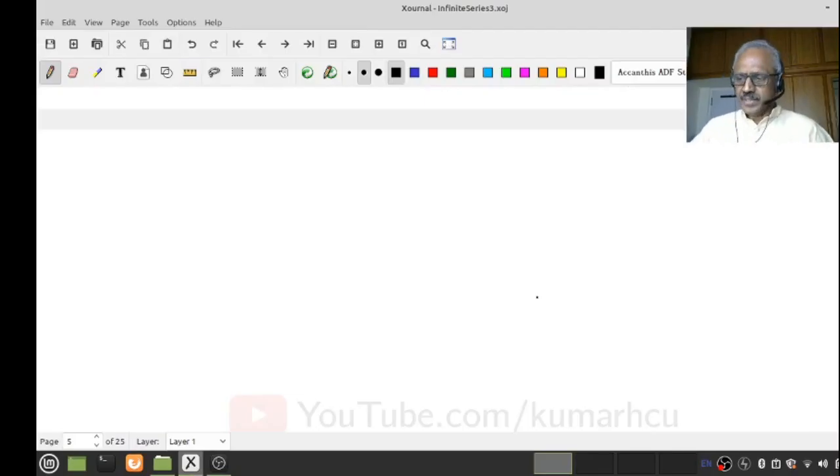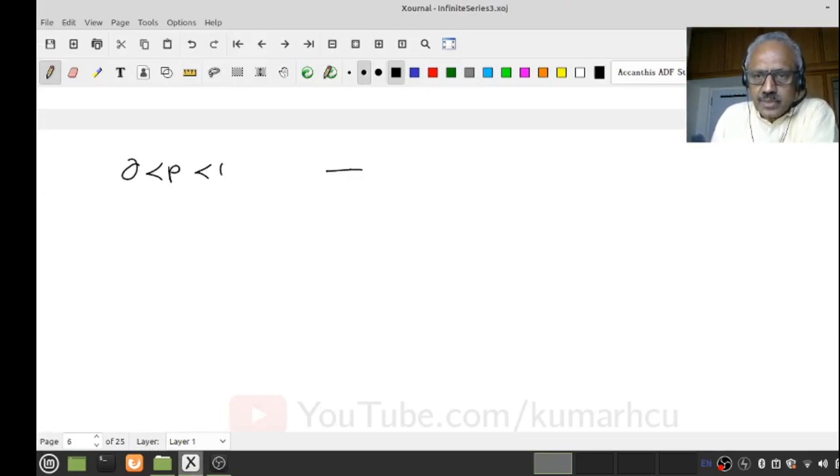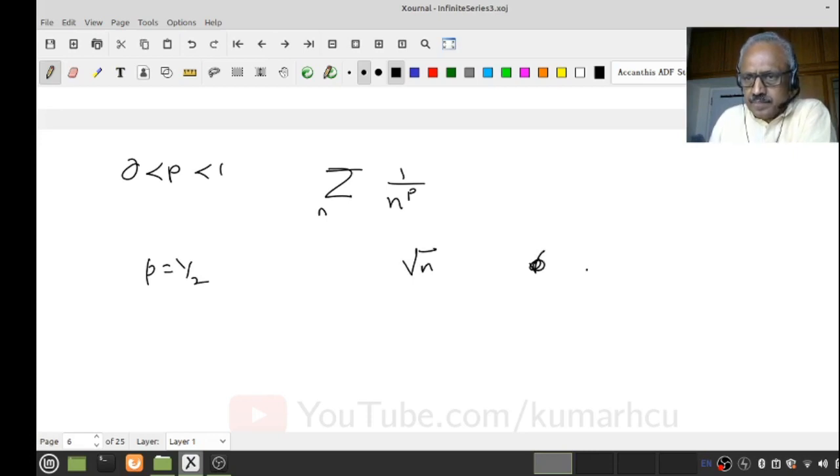So let us give an application. Let 0 be less than p less than 1. Let us look at the series summation 1 upon n to the power p over n. Typically, for example, let us take p equal to half. So what is the relation between root n and n? Root n is less than or equal to n. If n equals 1, it is equal, otherwise it's strictly less than.